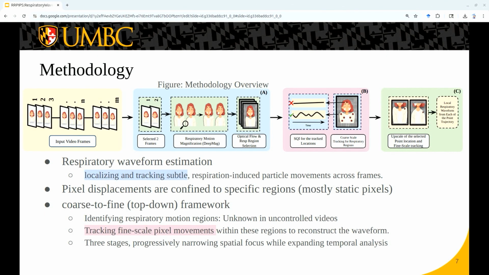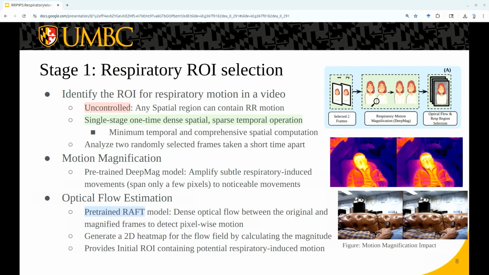Our approach contains three stages. First, the coarse-to-fine framework, where we process input frames using optical flow and motion magnification. Then we find some fine-grained points. These points are upscaled for precise particle tracking using our developed RR-PIPS model with trajectory aggregation. And finally, in the final stage, we take a more fine-grained approach for long-term tracking. In these stages, we go from lower spatial resolution to higher spatial resolution, where we increase the temporal resolution step by step.